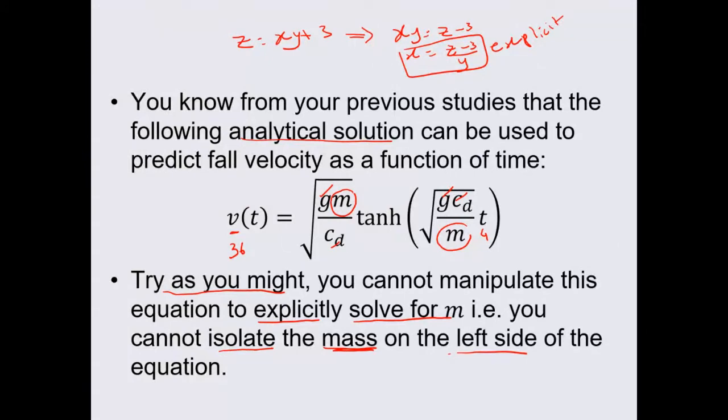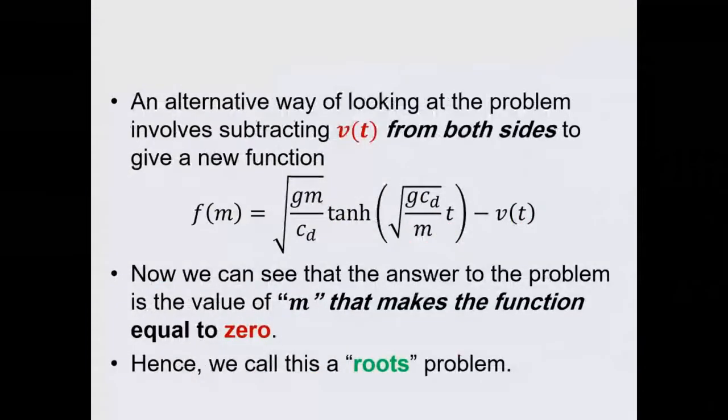Opposed to that, we have what we call an implicit equation, in which you cannot separate out the variable and bring it to one side. So that, of course, needs some work to find the value of m, because you are not going to be able to separate it out and bring it on one side.